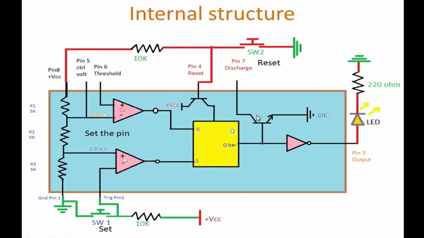To interrupt that, we reset the flip-flop. If we press this other push button, it resets the flip-flop, and after that the output will be low and the previous condition comes back. In that manner, the bistable mode works.